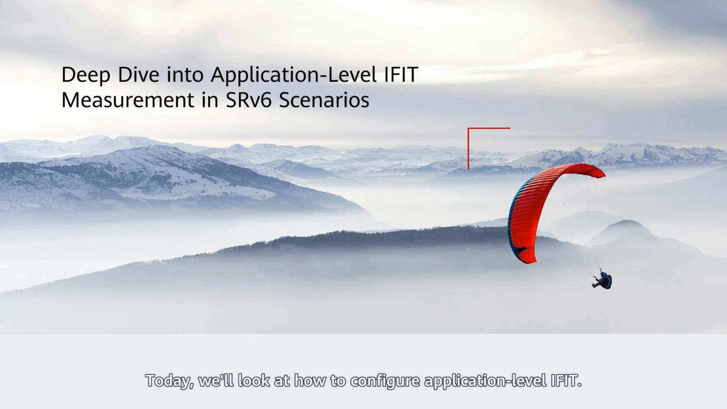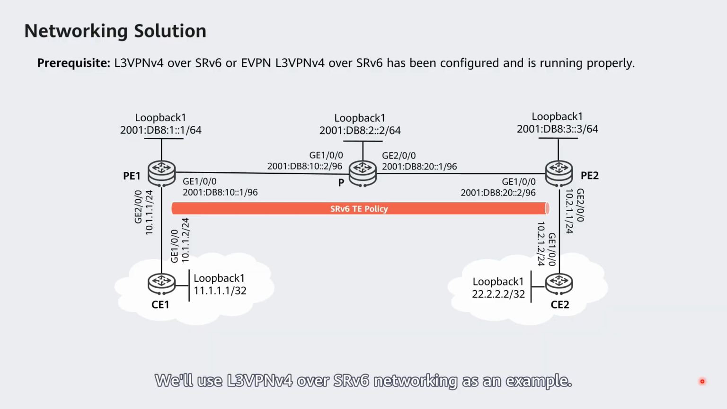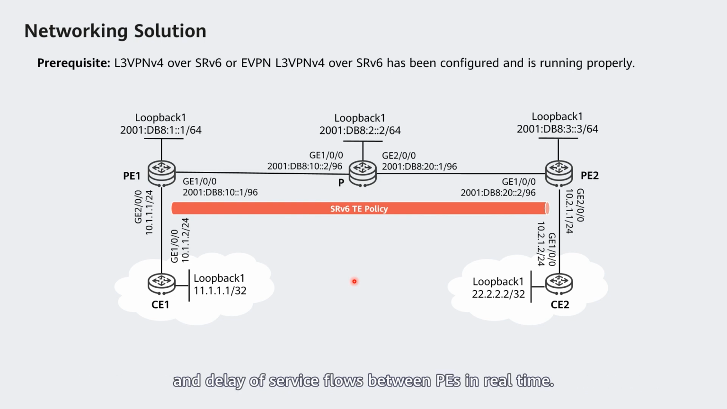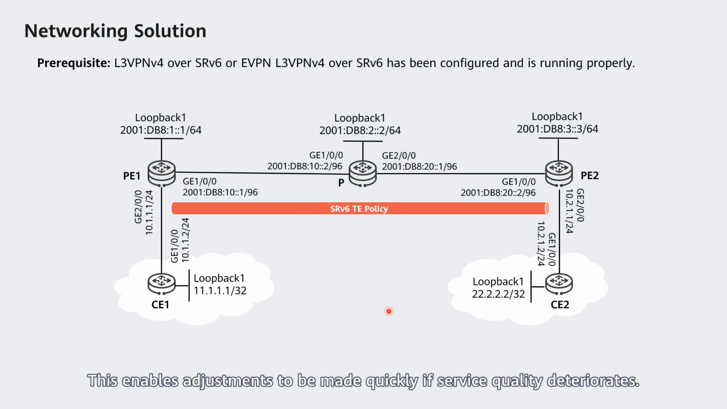Today, we'll look at how to configure application-level IFIT. We'll use L3 VPN v4 over SRv6 networking as an example. In such networking, public SRv6 tunnels are used to carry L3 VPN data. Application-level IFIT is deployed on the network to monitor the packet loss rate and delay of service flows between PEs in real time. This enables adjustments to be made quickly if service quality deteriorates.